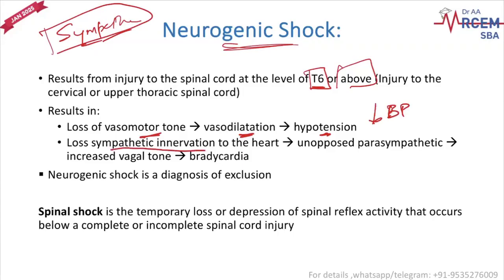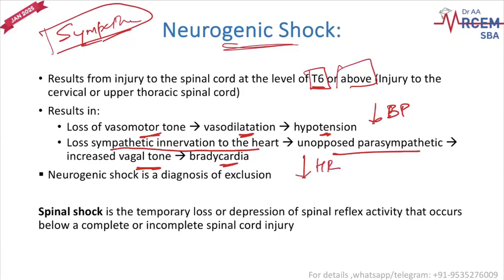The loss of sympathetic innervation to the heart will result in unopposed parasympathetic activity. To the heart, the parasympathetic activity is from the vagal tone. So from the vagus nerve, the vagal tone will increase because there is nothing there to oppose it. The sympathetic nervous system opposes it. There is nothing there to oppose it, so the vagal tone will increase. Whenever there is an increase in vagal tone, it results in bradycardia, low heart rate.